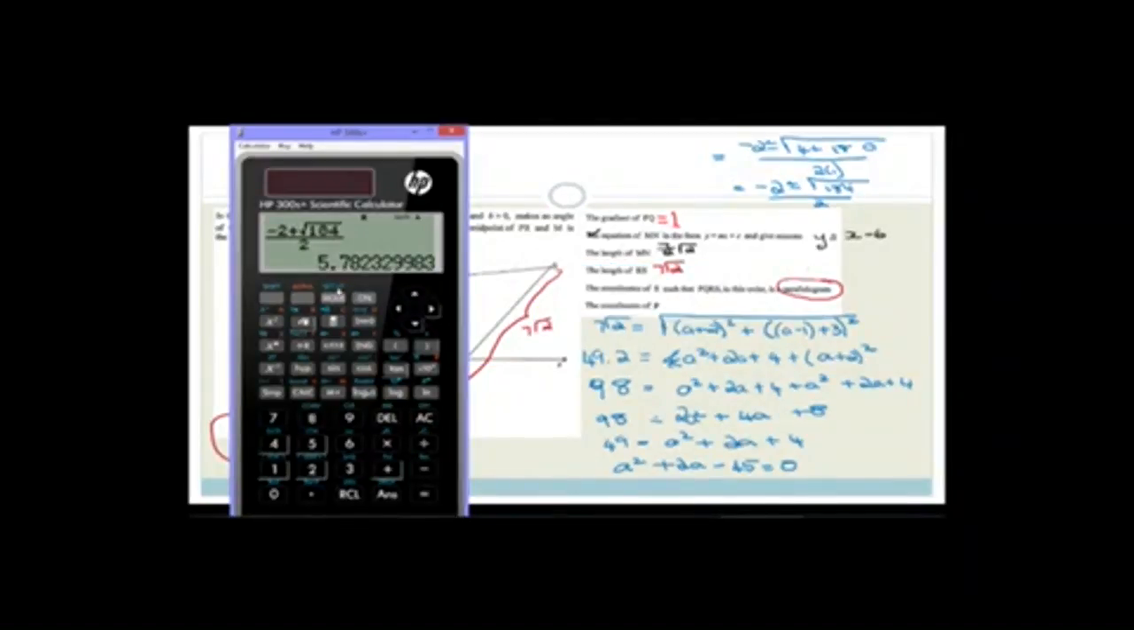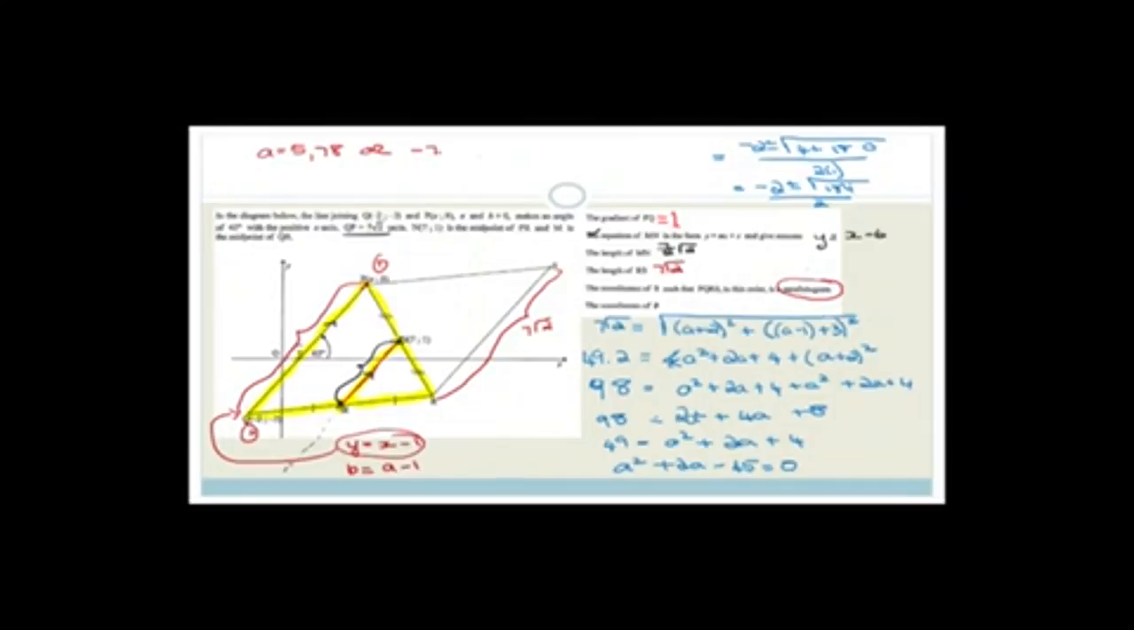Now you do have to do it even if you don't think it's going to be a specific answer that you want, but you still need to show it. So we're going to do fraction minus 2 minus the square root of 184 all over 2, equals, and you'll see that you get minus 7.78.